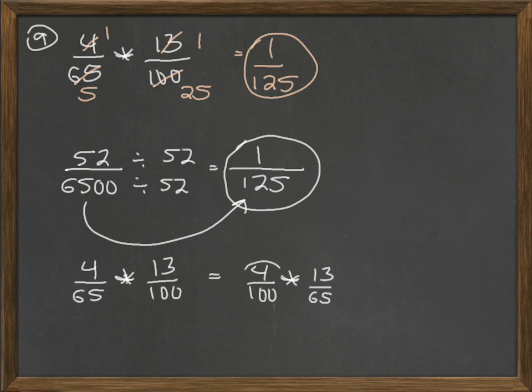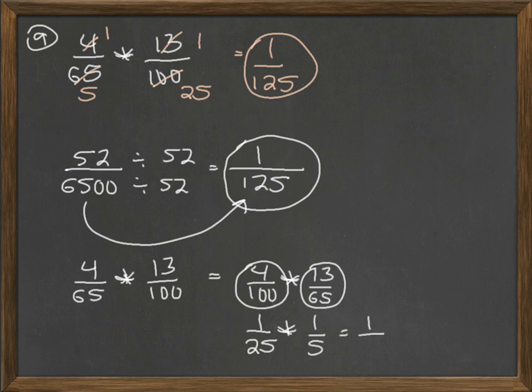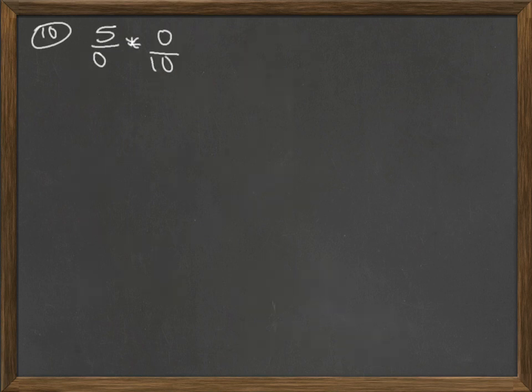And then I could reduce this fraction. 4 over 100 reduces to 1 over 25. I can also reduce this fraction. 13 over 65, we said, was the same as 1/5. And then I multiply those across, and I get 1 over 125. So there are a lot of different ways to look at it and see it. Find the way that works best for you, and then stick to that way. Don't try to jump back and forth between different methods.